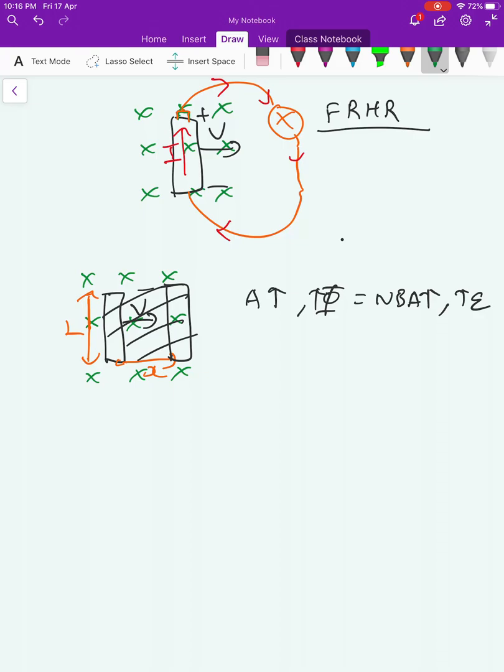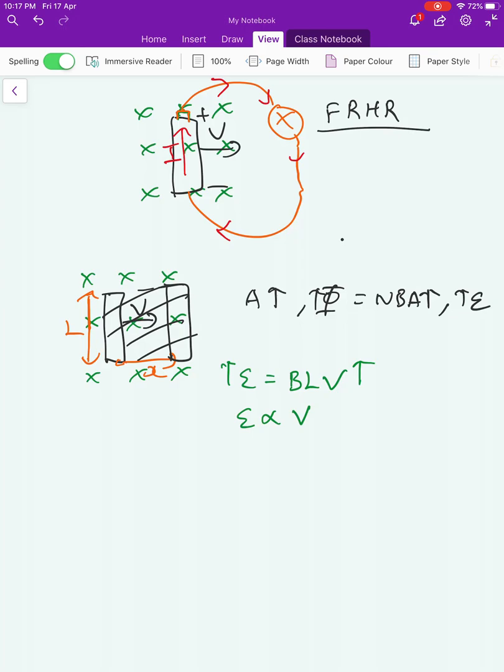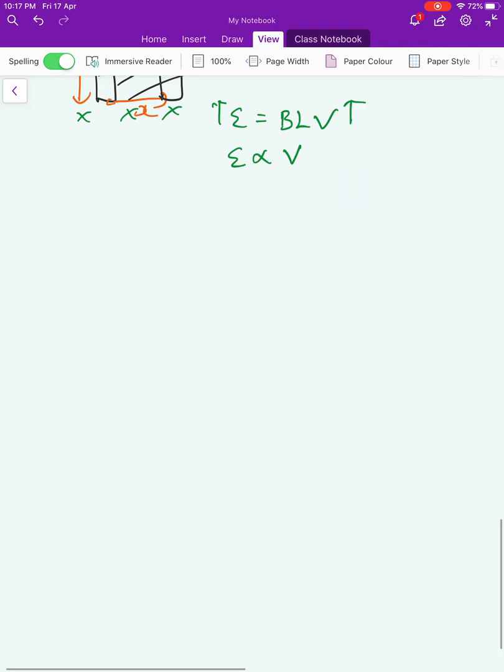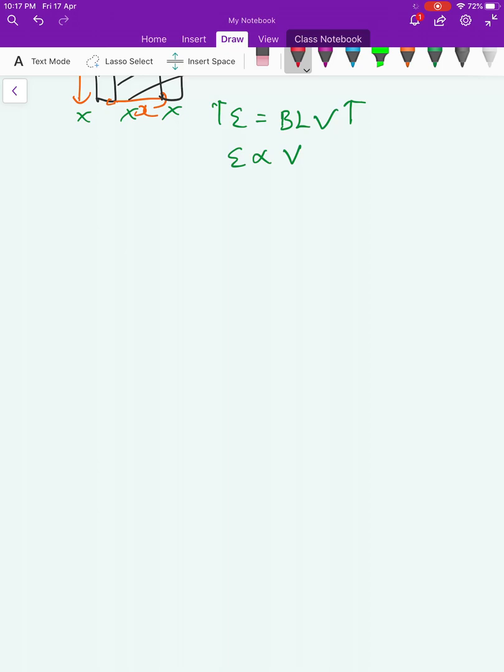So what is our equation for the conducting rod EMF? You don't need to prove it, just memorize it: BLV. If your conducting rod moves at a higher velocity, your induced EMF will be higher, because EMF is directly proportional to the velocity of the rod.